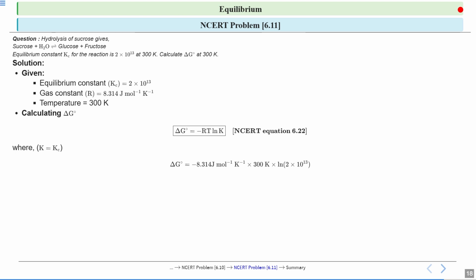So the final equation is delta G naught is equal to minus 8.314 joule per mole per Kelvin multiplied by the temperature, which is 300 Kelvin, then ln 2 into 10 to the power 13. If you calculate this, you will get your final answer as minus 7.64 into 10 to the power 4 joule per mole. Now you can conclude here that the opposite thing is also true. How? We have taken a Kc value which is greater than 1. As a result, we are getting a Gibbs free energy change value as negative. That means if your product is favored, the reaction will be spontaneous. So it is very clear from the value.